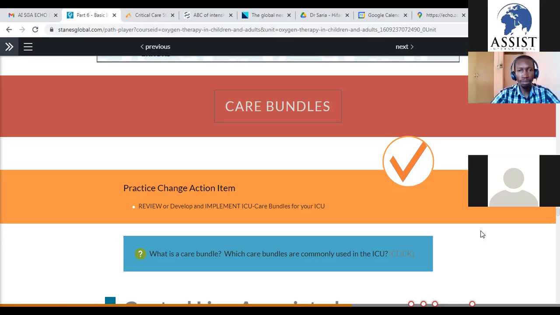So what are some of them that we know? If anybody knows any bundle that can be used in the ICU, you can put it in your chat box for maybe 20, 30 seconds, any bundle that you have seen, that you have heard about, that can be used in critically ill patients.